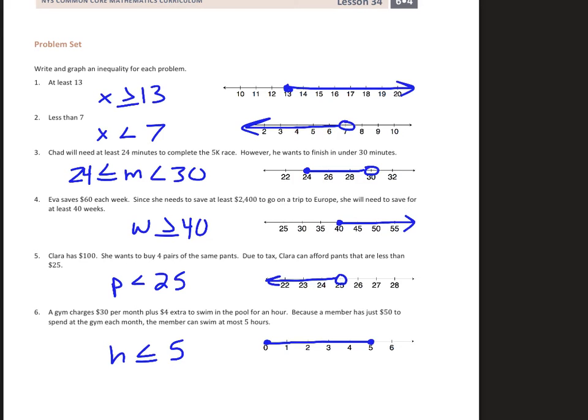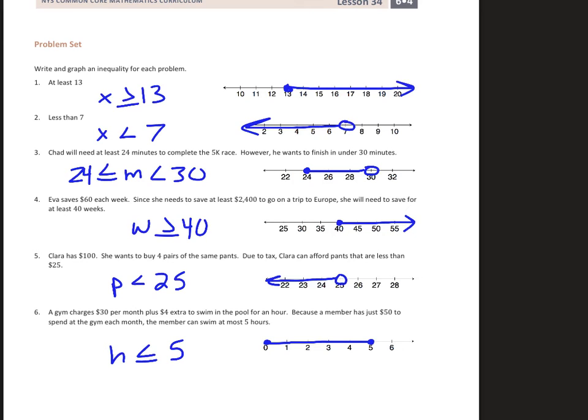Now, Chad will need 24 minutes to complete the 5K race, but he wants to finish in under 30. So he can do 24, so his minutes has to be greater than or equal to 24, but it cannot be 30 because it said under 30 minutes. So it's going to be less than 30. So open circle at 30, closed circle at 24, and everything in between.